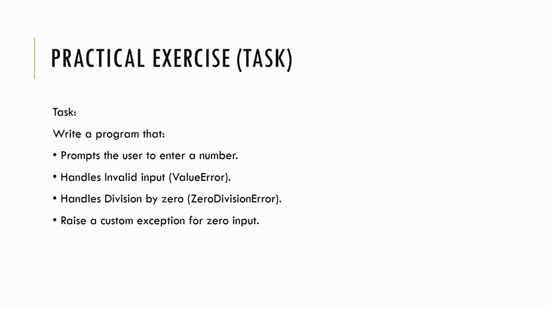Now it's your turn. For this exercise, write a program that prompts the user to enter a number. Your program should handle invalid input such as a ValueError when the input is not a number. It should also handle ZeroDivisionError when the user tries to divide by 0. Additionally, raise a custom exception if the input is 0, indicating that 0 is not allowed.